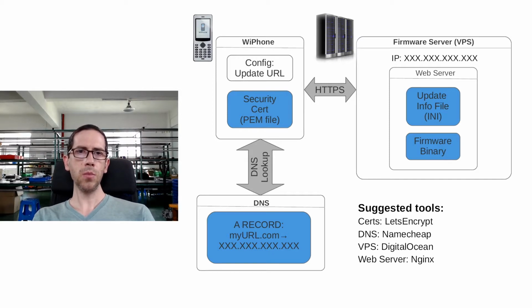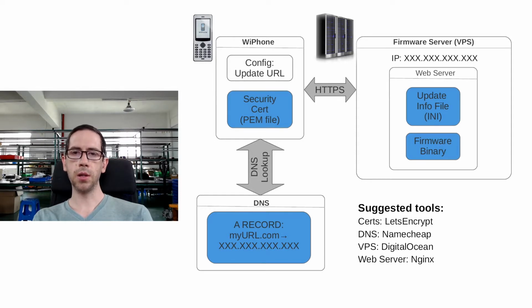The phone has to store the update URL. That's what it checks to see if there's a new version available on the server. It also stores a security cert, which lets the communication happen securely, because that's the HTTPS. On the server, there's an INI file that stores whatever the current version number of the software is, and also stores a URL for the actual firmware binary. And the firmware binary is also stored on that server. The final bit of config is a DNS record that will be needed to translate the update URL that's stored on the phone into an IP address, which is what's going to actually let the phone contact the server.